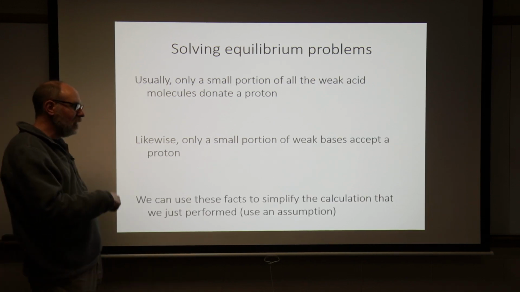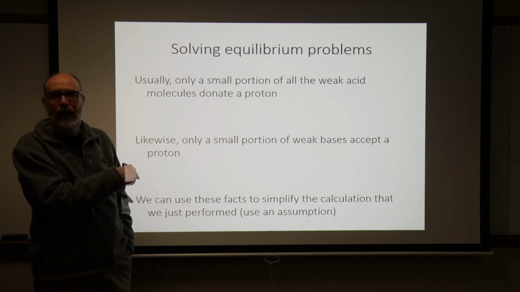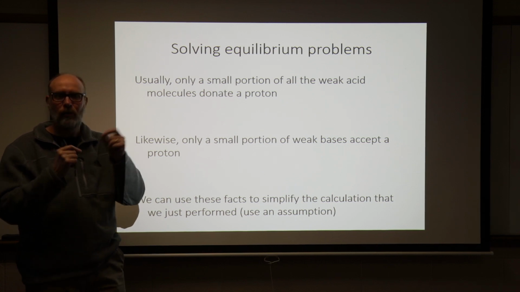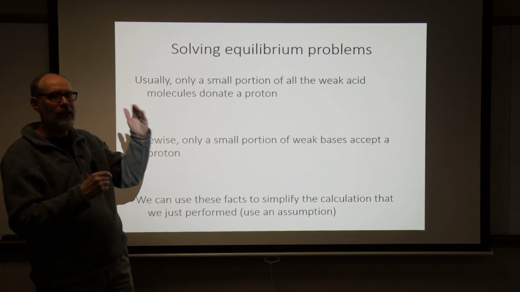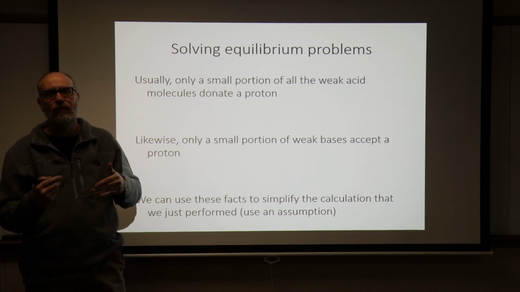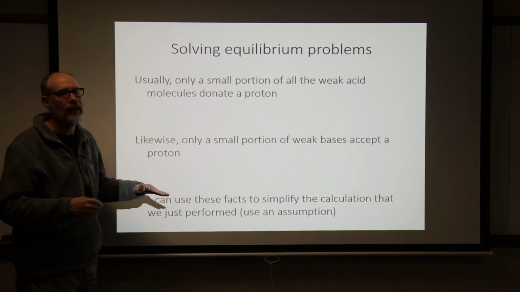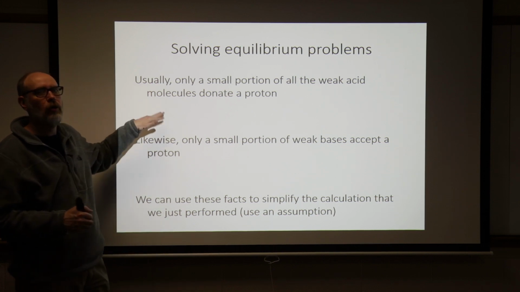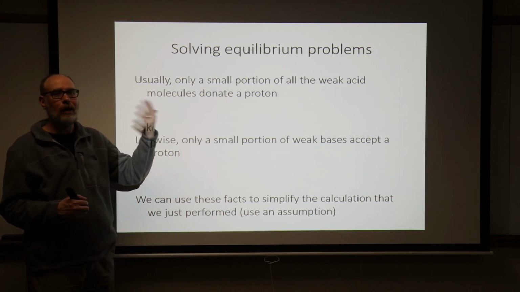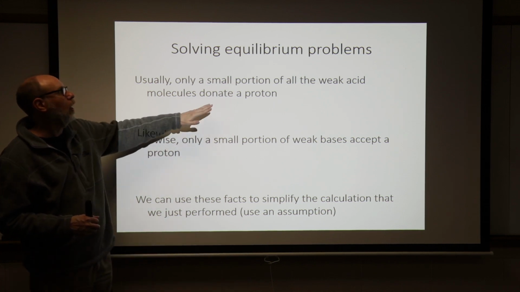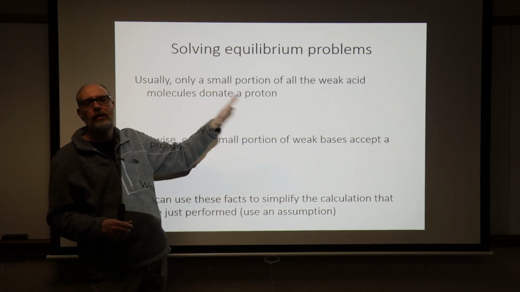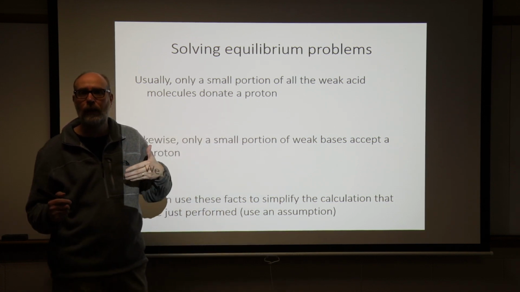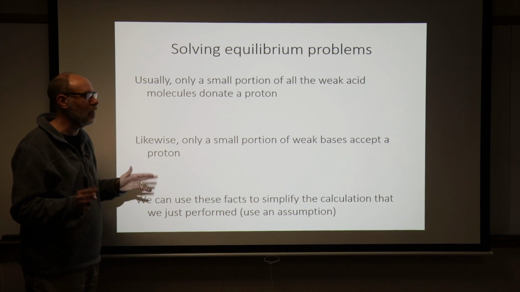So the key to this, like I said and showed you in that last problem, is that the change as we go from the initial to the equilibrium concentration is very small. That number that we calculated was very small compared to 0.1 molar. So only a small portion of that acid is giving up its proton. Now, we're talking about this in terms of a weak acid, but this is going to be the same for a weak base. I'm going to solve a problem with a weak base in another video coming up, and we're going to be able to do the same thing there.